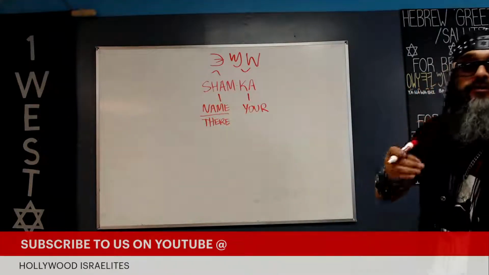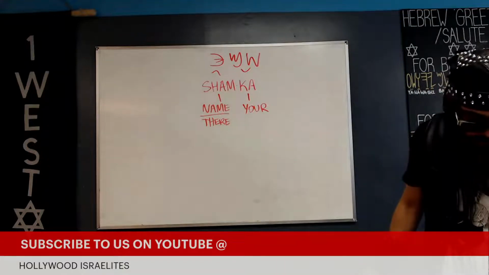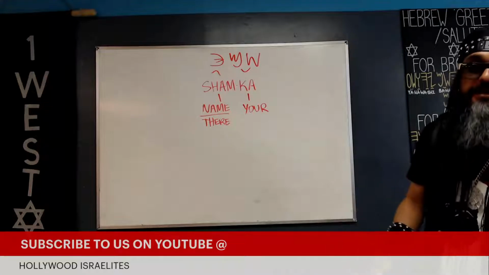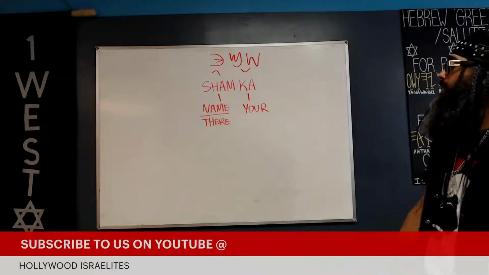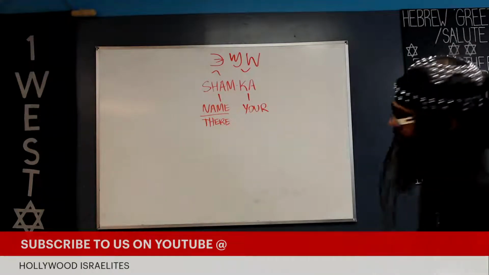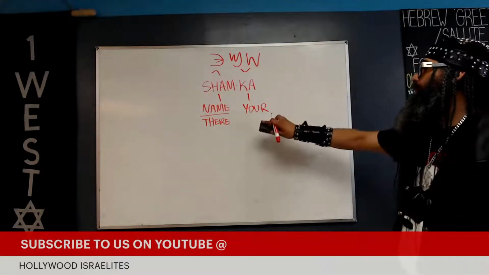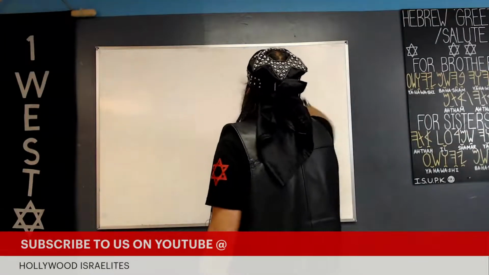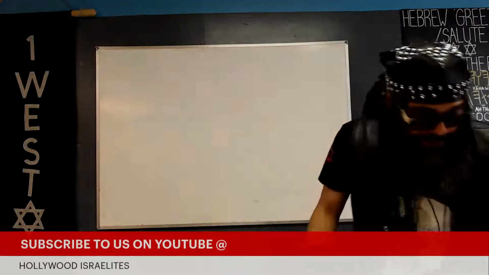In what they call old Quaker English, it'll be thy, thou, thine, thee. You know what I'm saying? That's the Ka, right? So Shamka, your name. Hallowed be thy name, thou name, thy name, thou name, right?